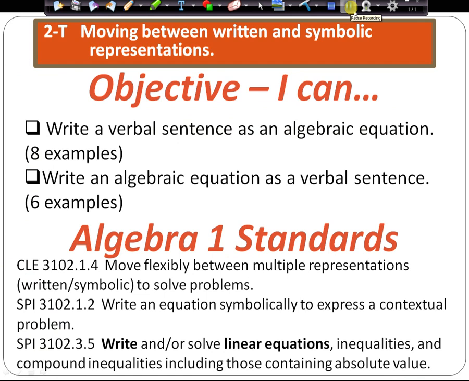Today's lesson is 2-T for translations. Our objectives, or what we want to be able to do, is write a verbal sentence as an algebraic equation, and then we want to write an algebraic equation as a verbal sentence.